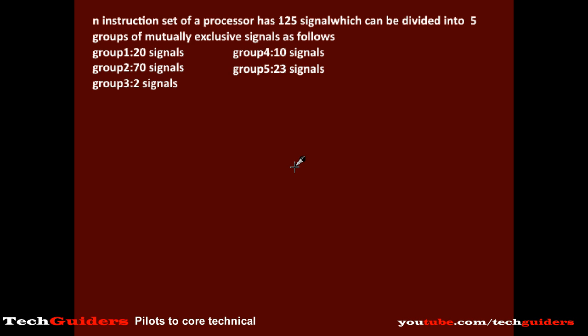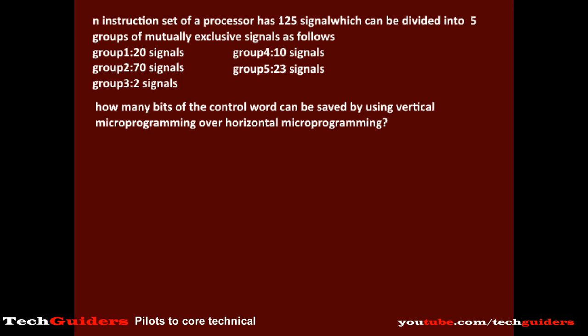An instruction set of a processor has 125 signals which can be divided into 5 groups of mutually exclusive signals as follows. How many bits of the control word can be saved by using vertical microprogramming over horizontal microprogramming?